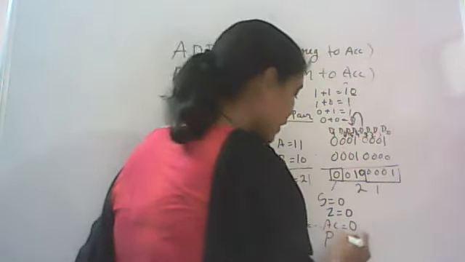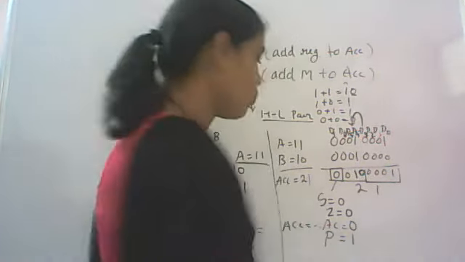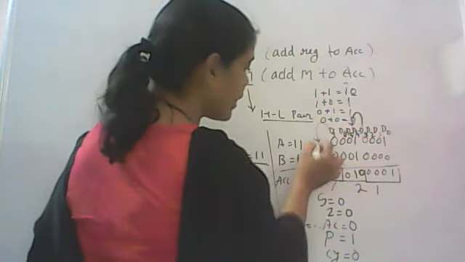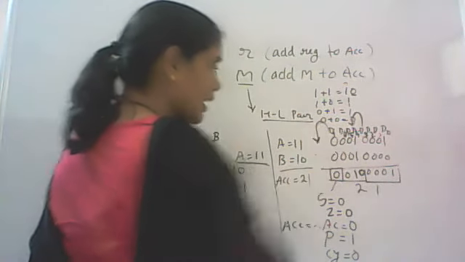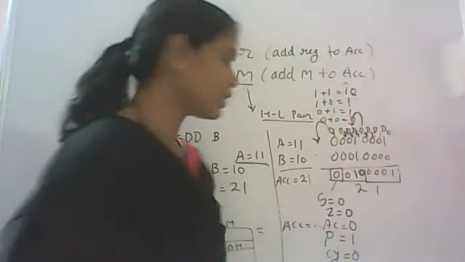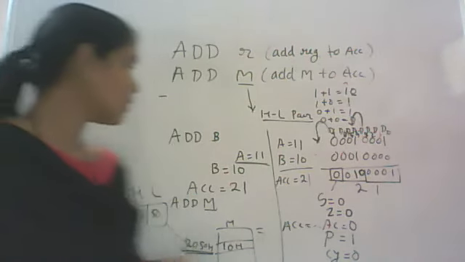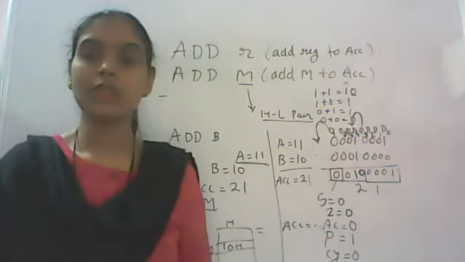Then the parity flag. Count the ones: 1, 2. That is an even number, so the parity flag is set to 1. And the carry flag is set to 0. After the D7 bit, if a carry is generated, the carry flag is set to 1, otherwise reset. Here no carry is generated after the D7 bit, so the carry flag is set to 0. All flags are modified using the ADD instruction. Now we see the next instruction.